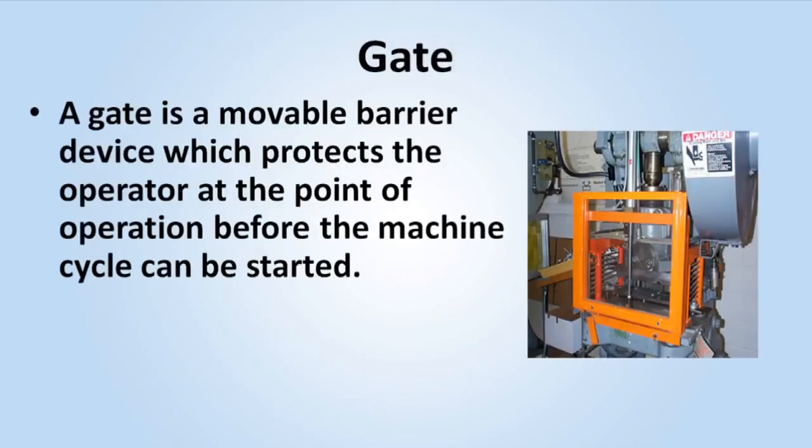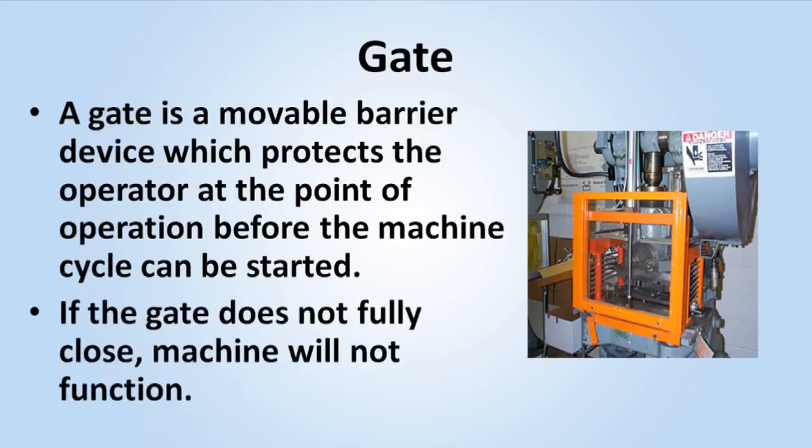A gate is a movable barrier device which protects the operator at the point of operation before the machine cycle can be started. If the gate does not fully close, the machine will not function.